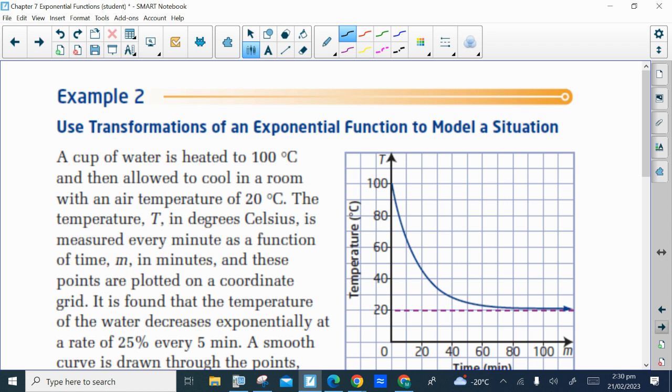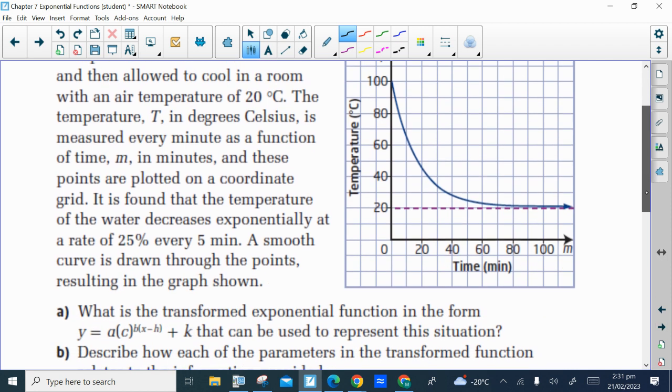So on the next page, we've got an example here where we want to model a situation. A cup of water is heated to 100 degrees Celsius and then allowed to cool in a room with an air temperature of 20 degrees Celsius. So when you put it in the room, the temperature is always going to decrease. The temperature T in degrees Celsius is measured every minute as a function of time m in minutes, and these points are plotted on the coordinate grid. It is found that the temperature of the water decreases exponentially at a rate of 25% every 5 minutes. A smooth curve is drawn through the points, resulting in the graph shown.